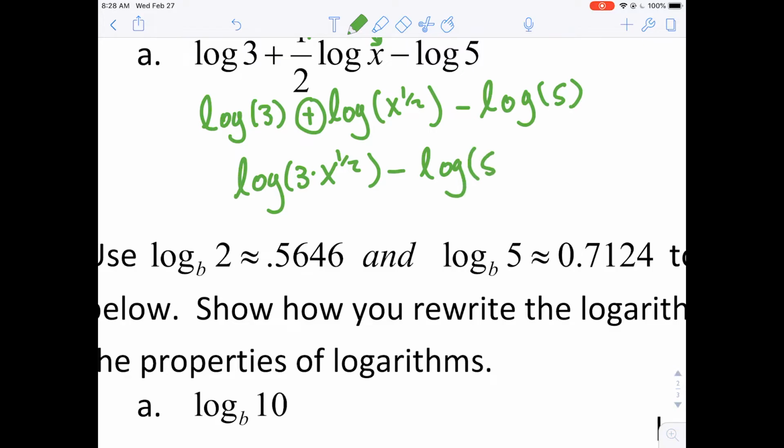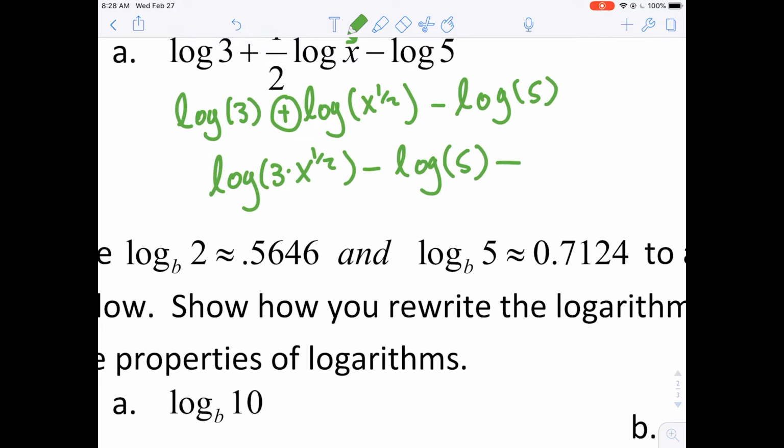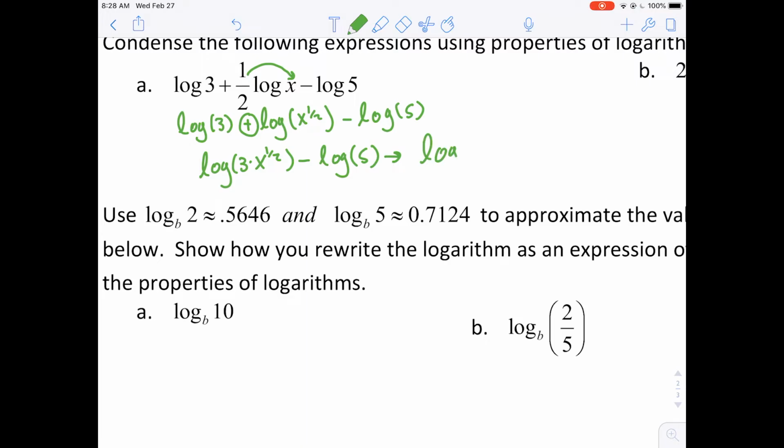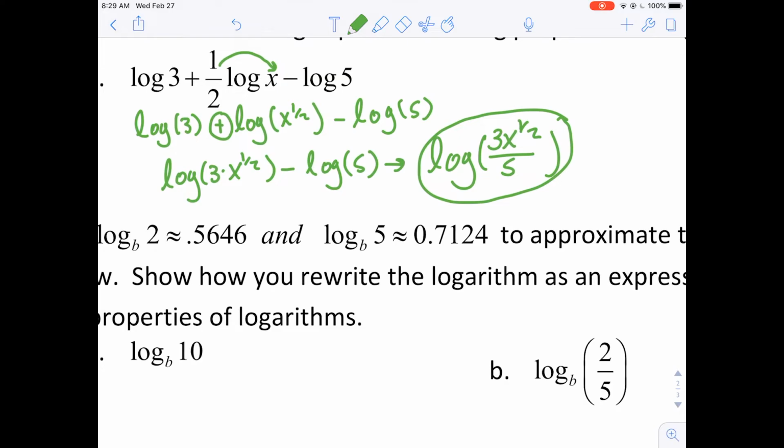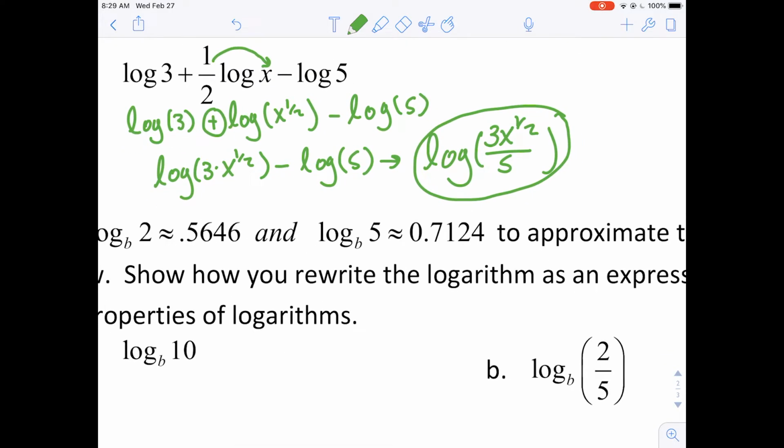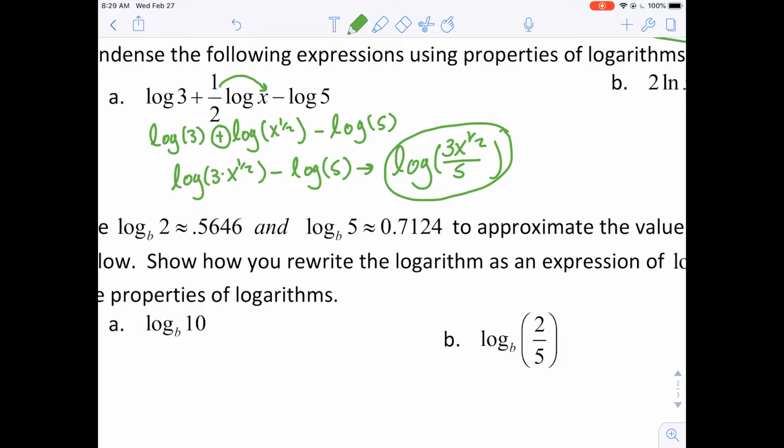minus log of 5. And so then my final answer is going to be log of 3 x to the 1/2. Whoops. Let me move this, because we need divided by 5 in there. By all means, if you only show one step, I totally understand that. Just show me that you know that this goes here, and then if you want to combine all of this in one step, go ahead. Feel free to. Just got to be careful that it's just the 5 in the denominator and nothing else.